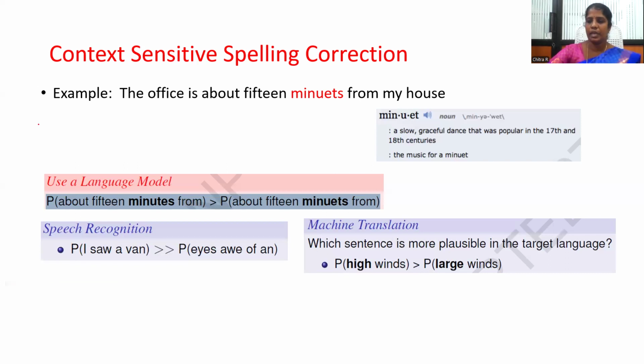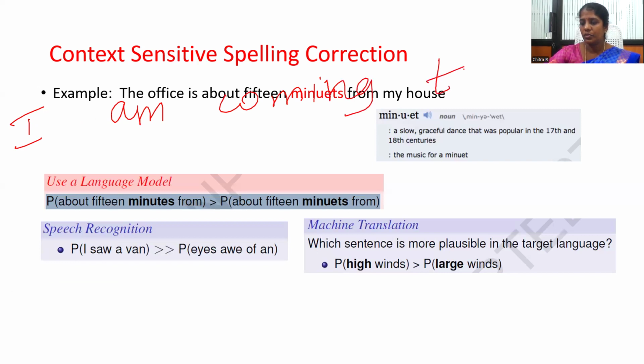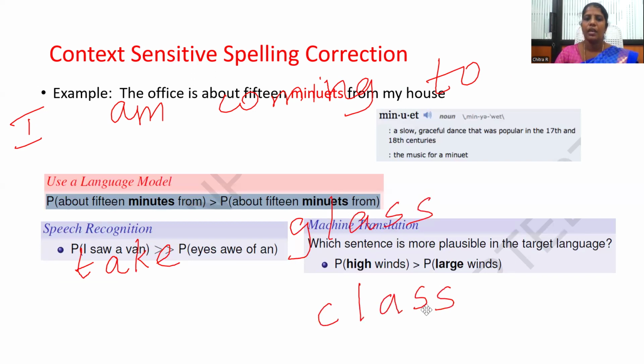Based on the probability, if I am telling you, I am coming to take class, there are two options: take glass or take class. Obviously you will select the second, class.